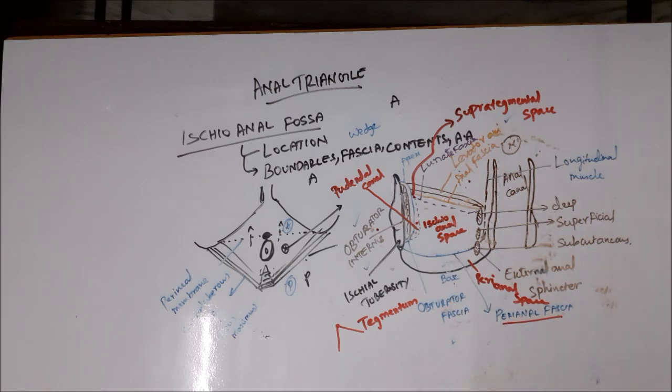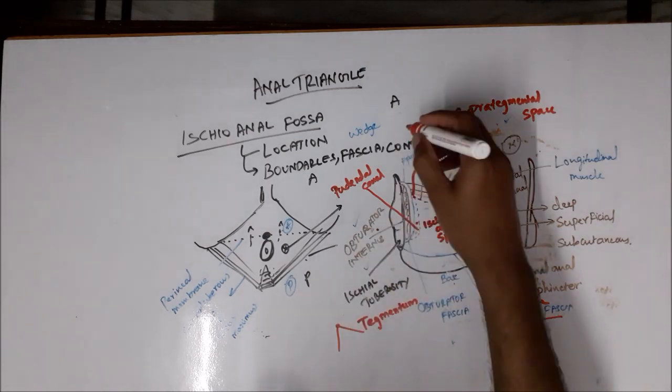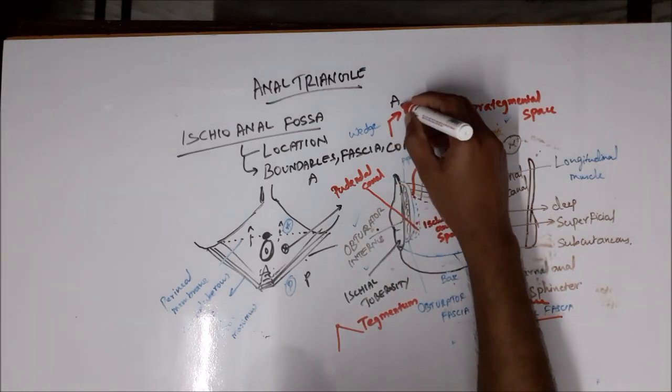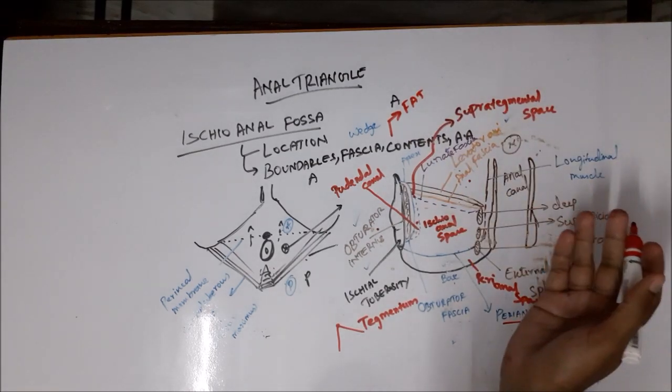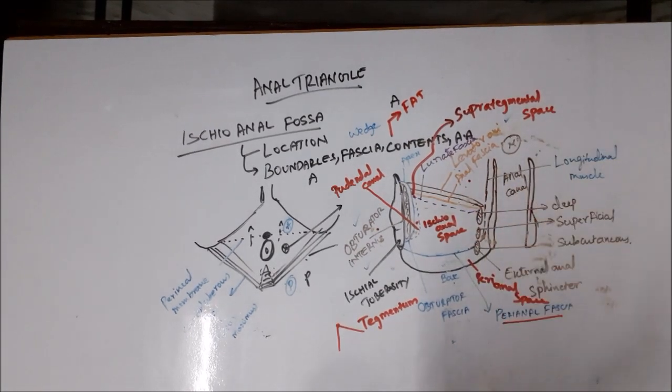So what is the function of this pad of fat? It allows the dilatation of the anal canal, because it acts like a cushion allowing it to dilate. And apart from that, the next thing is the contents. What are the contents in this ischioanal fossa? One of the major contents is, what is that? The major content is fat. The basic function of fat is acting like a cushion for the anal canal.